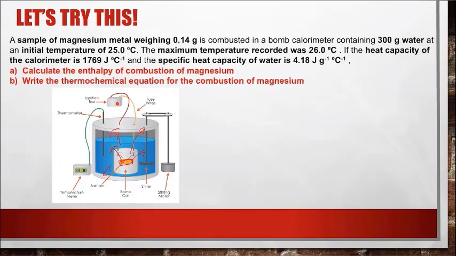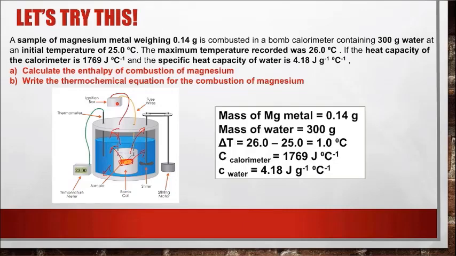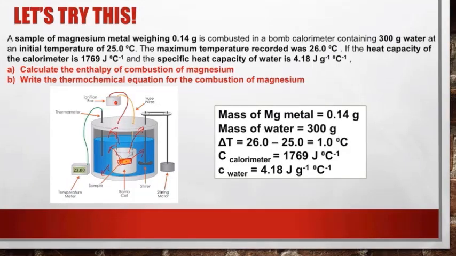Next, you have to extract out the information that is given in the question, which are: mass of magnesium metal is 0.14 grams, mass of water is 300 grams, delta T, which is the change in temperature, is 1 degree Celsius, heat capacity of calorimeter is 1796 joule per degree Celsius, and specific heat capacity of water is 4.18 joule per gram per degree Celsius.